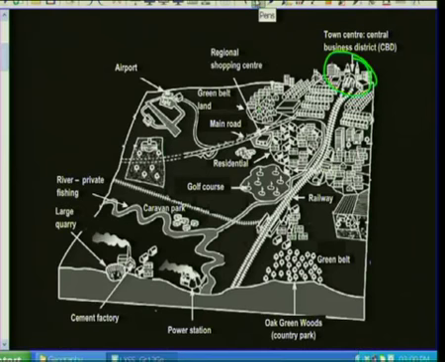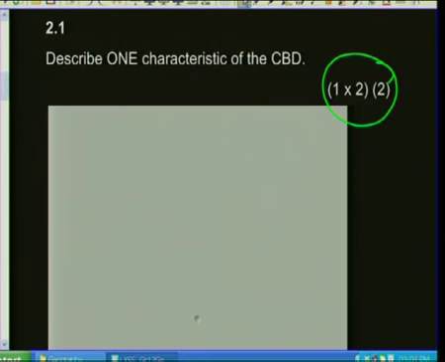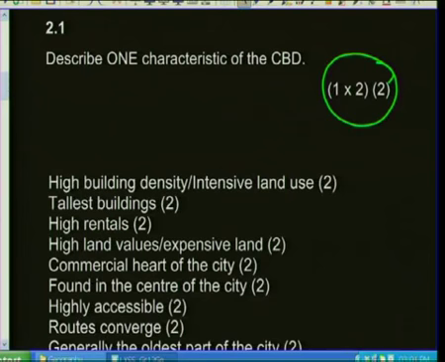High-rise buildings. The fact that all of our transport routes converge on the central business district. The fact that we are going to find a high value of land in this area because of the demand, because of the competition that people want in order to trade in that particular area. So if we can just find one of those points, put it in, and we've got our answer. So here we go.